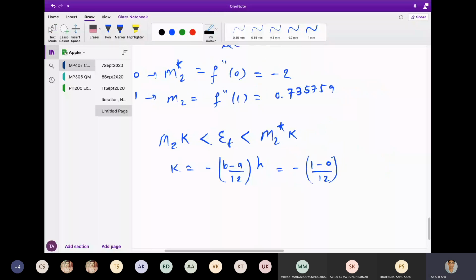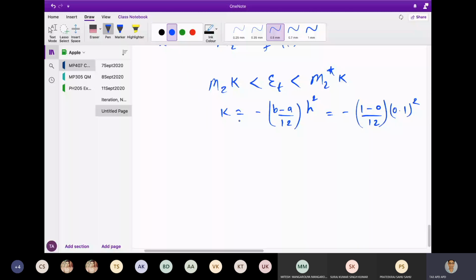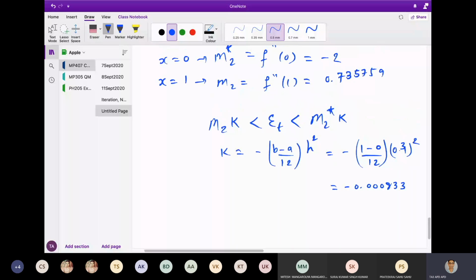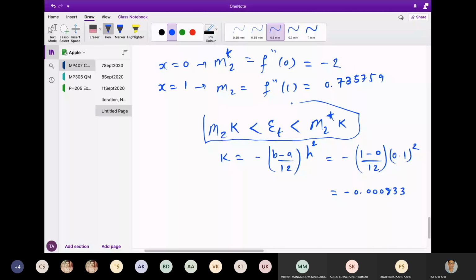So we are going to have 0.1 square. Okay, so for that, if you just calculate, this is going to be minus 0.0000833. Okay, to work out this thing. And then you simply multiply it by our lower and upper limits, this M2 and M2 star. And then you write down this whole limit error bounds. This is the lower bound, this is the upper bound.